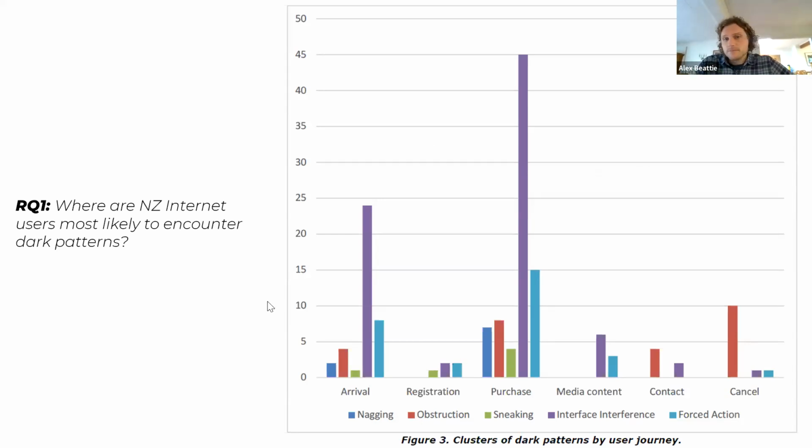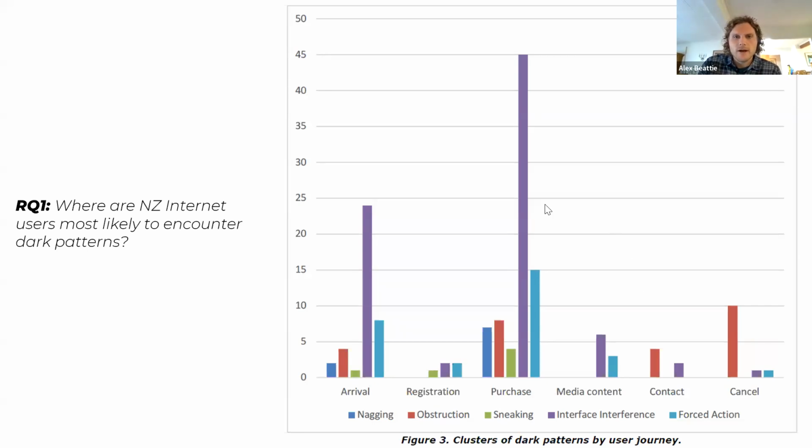This is followed by arriving on the website. So the second biggest skyscraper here you can see is arrival. So when you land on a website, we found that you're very likely to have a pop-up window that's trying to get you to do something, or maybe it's a cookie consent pop-up where design is used to encourage you to consent to the cookies. That was very common. And then, as you can see here on cancel, what also stood out was if you were trying to cancel a subscription to a service or purchasing a product, you were often obstructed from being able to do so. So that was also pretty common.